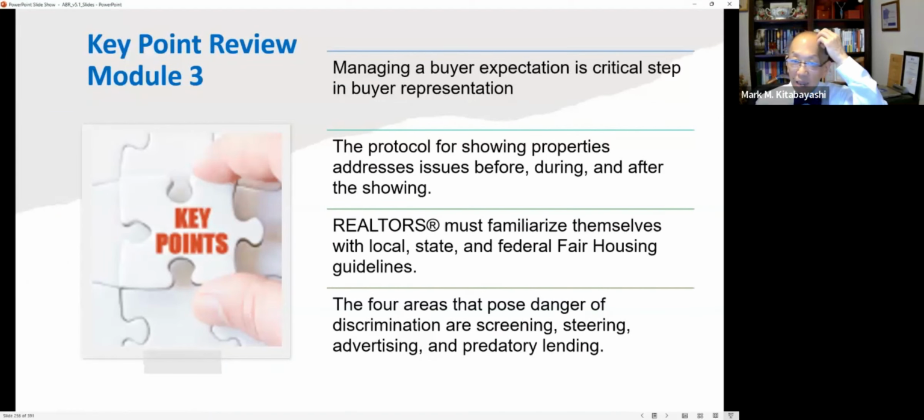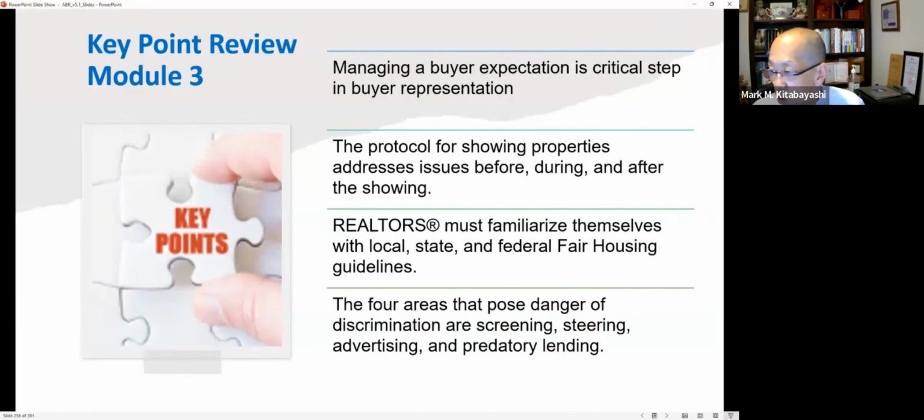So this is the end of module 3. The key point is that managing buyer's expectations is a critical step in buyer representation, right? You need to know the buyer's expectations, and your goal is to meet them. In order to meet the expectations, you need to understand what they are. If you don't understand the expectations, most likely they are going to be disappointed with your service.